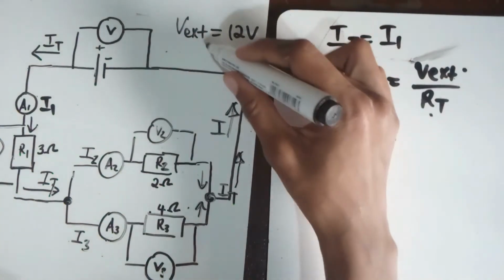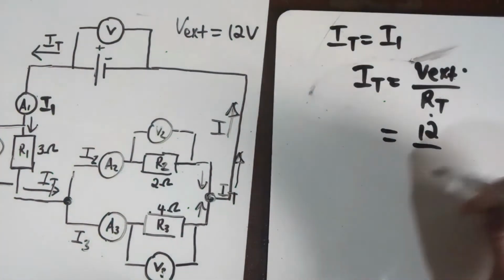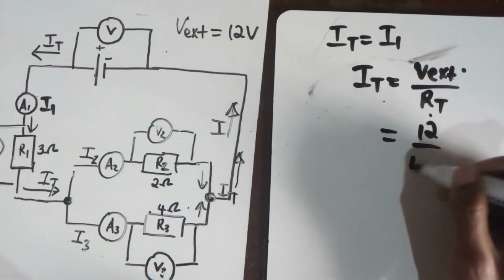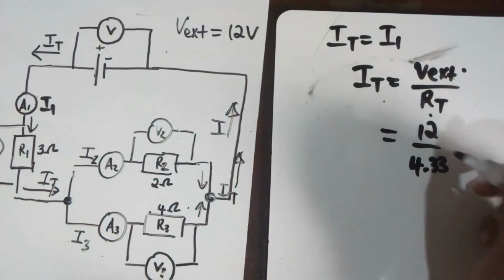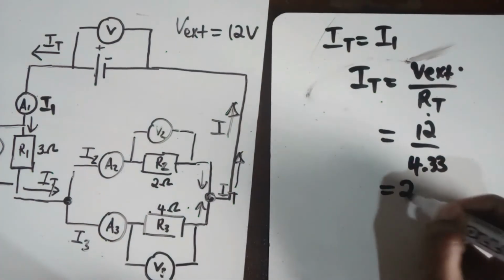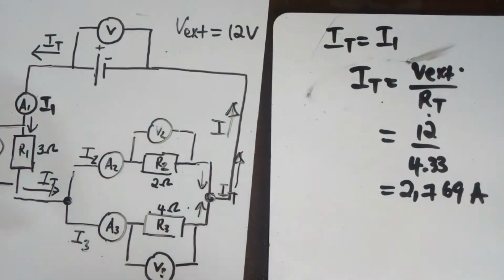So we know it's given to us V external is equal to 12 volts divided by RT. We found that in the previous question, and it is 4,33. And if you put this in your calculator, I believe that you should come to a value of about 2,769 amperes. So that's the value that you should come to.